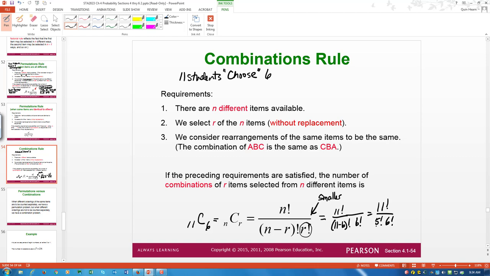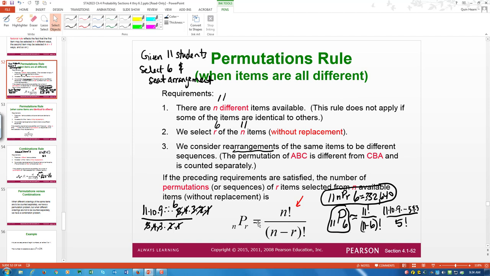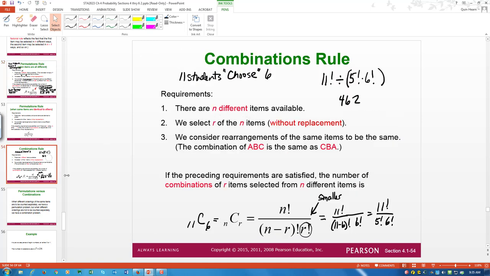By the way, if you're actually typing this into your calculator, rather than using the nCr function, if you do 11 factorial divided by, or slash, you have to put parentheses around the entire denominator and make sure that you're dividing by that number. The calculator won't understand if you don't, and it'll multiply by 6 factorial instead. So either way, what do you get? 462. Okay, so compare that to 11 nPr 6 when you plugged that in and you got 332,000 some odd possibilities. Remember I said combinations have fewer options basically because we're not arranging them, and an arrangement creates a lot of extra possibilities.